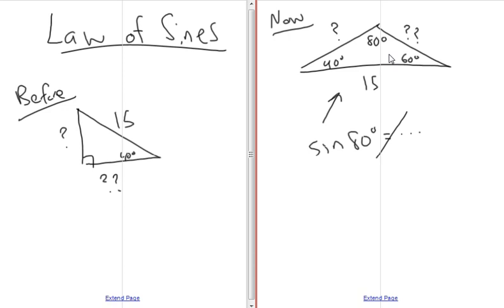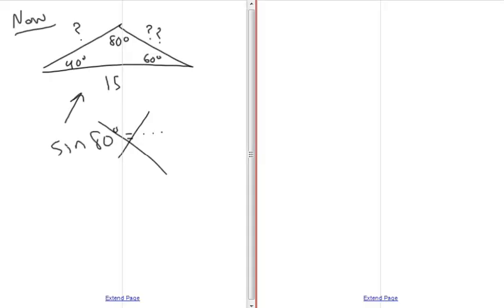So unfortunately, sines, cosines, or tangents are out in their traditional form, but we are going to identify a formula that actually gives us a really nice way of finding those other sides. And that formula is called the law of sines. So let's get going.